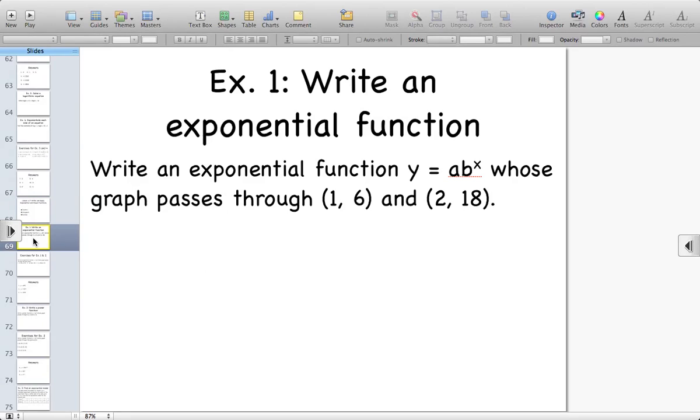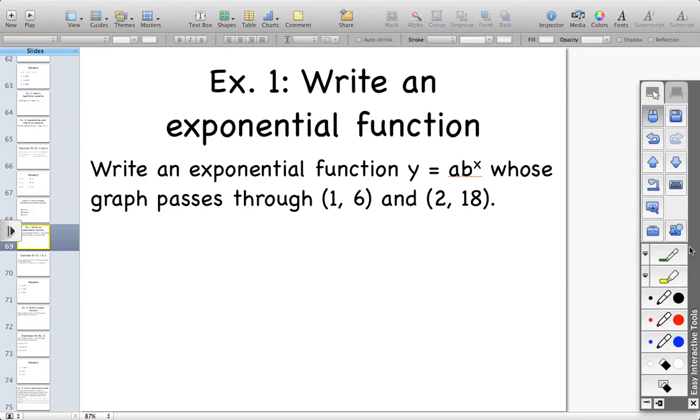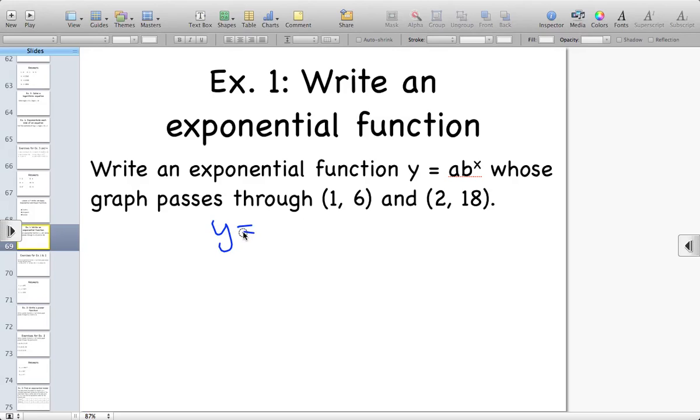All right, our first example is writing an exponential function. So the important thing here to recognize is what makes it an exponential function. The basic form is y is equal to a b to the x. Notice that x is the exponent. That's why it's an exponential function.